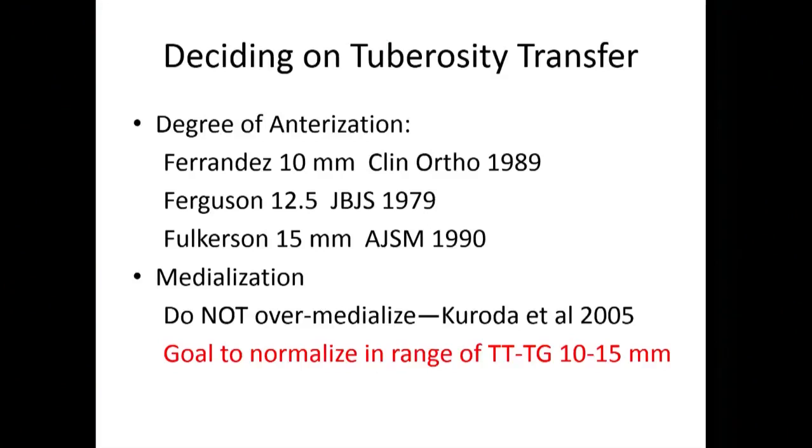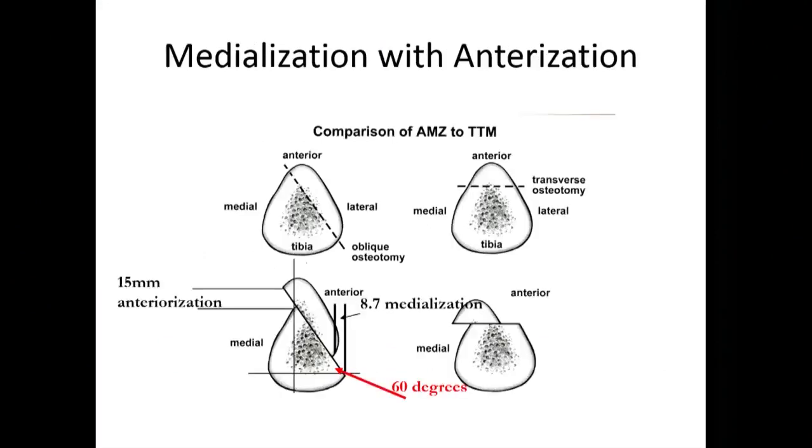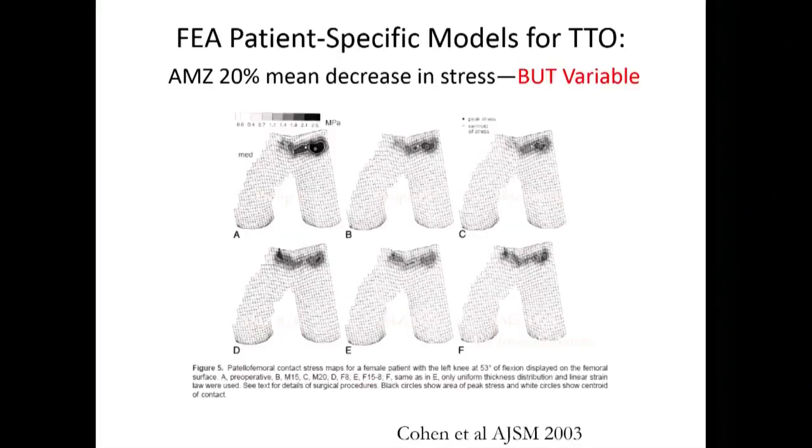And Ryosuke Kuroda showed that certainly you don't want to over-medialize. If you do, you're going to increase not only medial patellofemoral forces, but also medial tibiofemoral forces. This is just an example of a steep osteotomy. One of John Fulkerson's fellows measured this on CT and found that without violating the posterior cortex and coming immediately adjacent to the opposite side of the patellar tendon, he could get 60 degrees. So that's where the 60 degrees has come out in the literature. So that's sort of the workhorse because you can get about 9 millimeters of medialization with 15 millimeters of anteriorization.